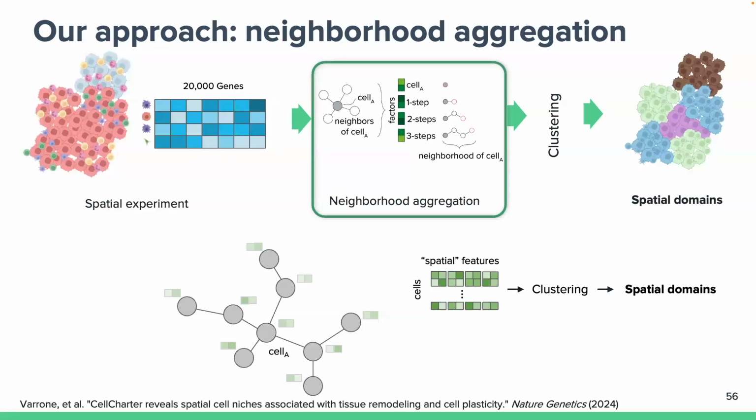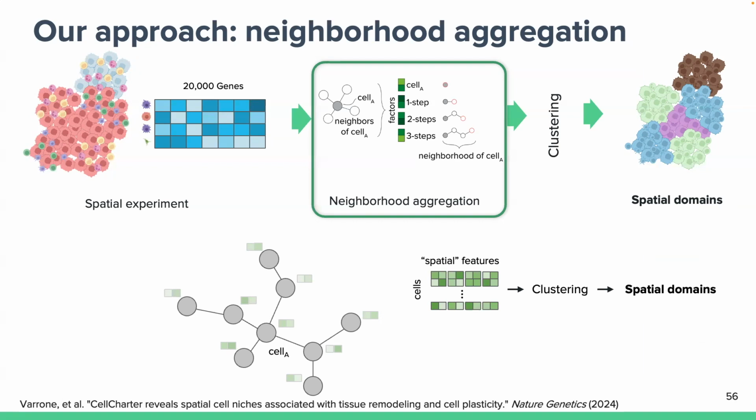So in this case, we were applying these methods. From the gene expression, we do this neighborhood aggregation, then clustering and spatial domains, and it was working well for spatial proteomics. However, there is still one piece missing if we wanted to apply it for spatial transcriptomics, because right now in this situation it would not work.